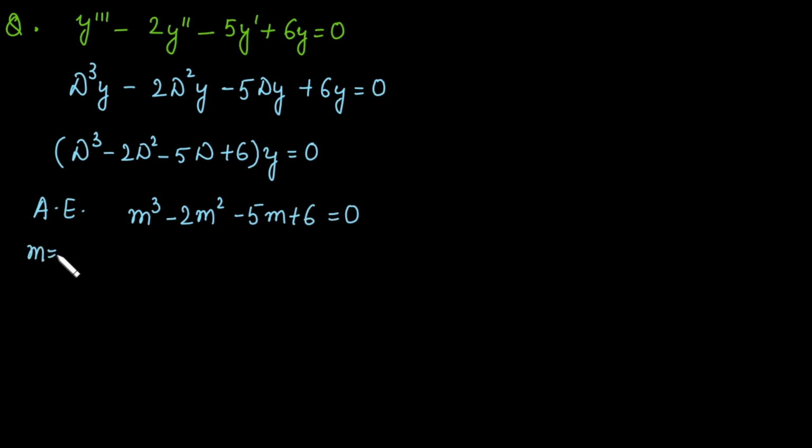When you take m = 1, we have 1 − 2 − 5 + 6. That gives 0, because 1 plus 6 is 7, and minus 2 minus 5 is minus 7. Finally, we are getting a 0. It means m = 1 is one of its solutions. Now we will find the quadratic equation by the synthetic division method. For more details on how to find the roots of a cubic equation or a power 4 polynomial, a link is given in the description on how to find polynomial roots using the synthetic division method.